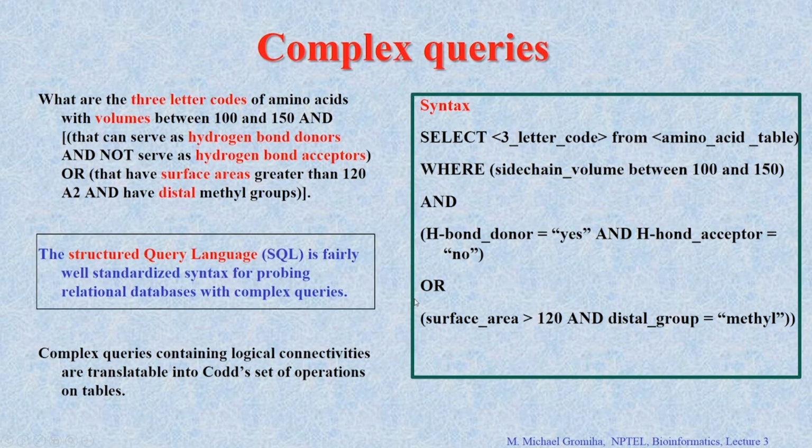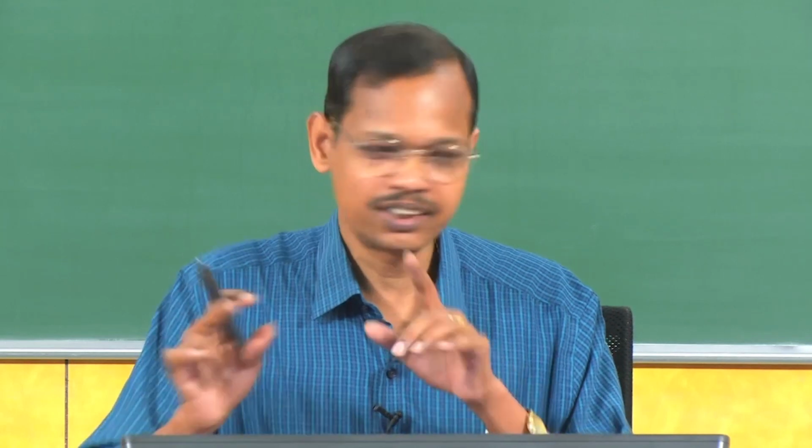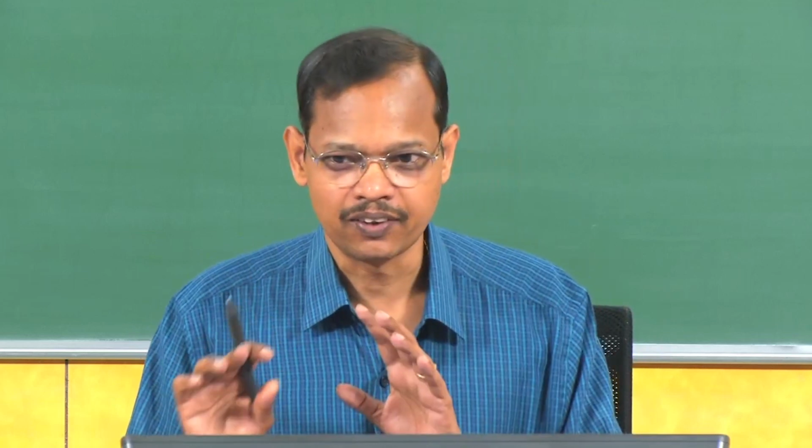Now, what will happen if you go through complex queries? For example, you have to get the 3-letter code with volume between 100 and 150. Second, that can serve as hydrogen bond donors and not hydrogen bond acceptors, or they have surface areas greater than 120, and the distal methyl groups. It is very complicated. So, we cannot easily look at the tables and get the data.